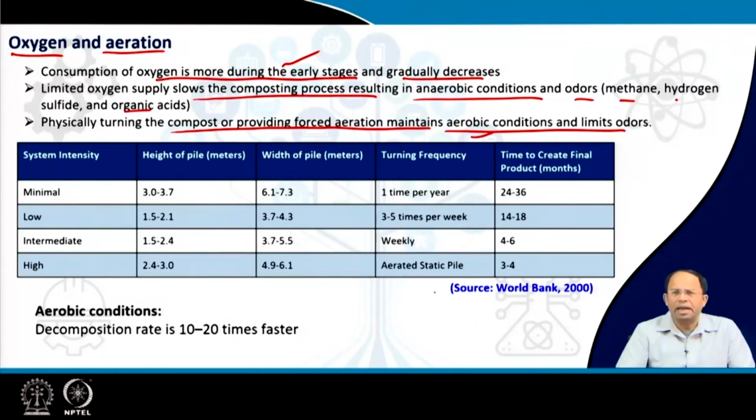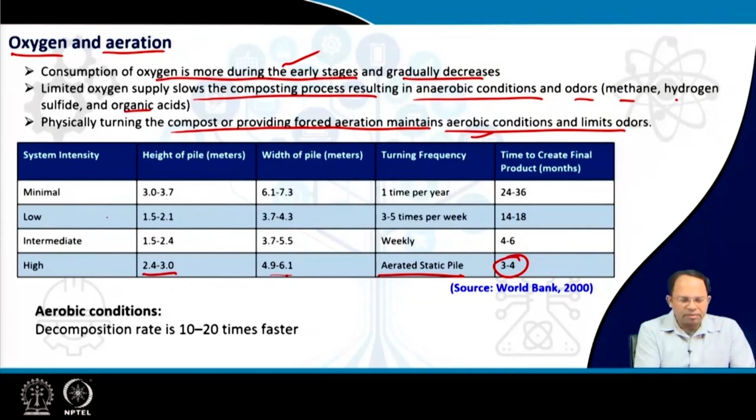So this table gives you an idea about what sort of turning schedule we follow in case we are not using forced air via perforated pipes inside the compost. We do the turning of the compost pile. In that case, you can see that there are different kinds of intensity of the system. Now, the last one is the aerated static pile. That means here it's a pile where we are introducing air. We will discuss this process later. So here the time taken is very less, 3 to 4 months. And over here the height of the pile is around 2.4 to 3 meters. It's not too high, and the width is something around 5 meters.